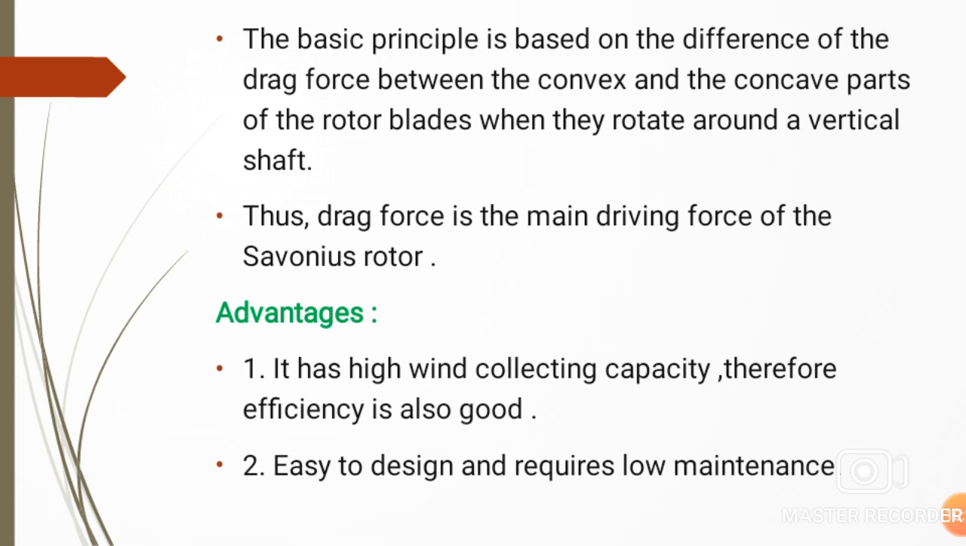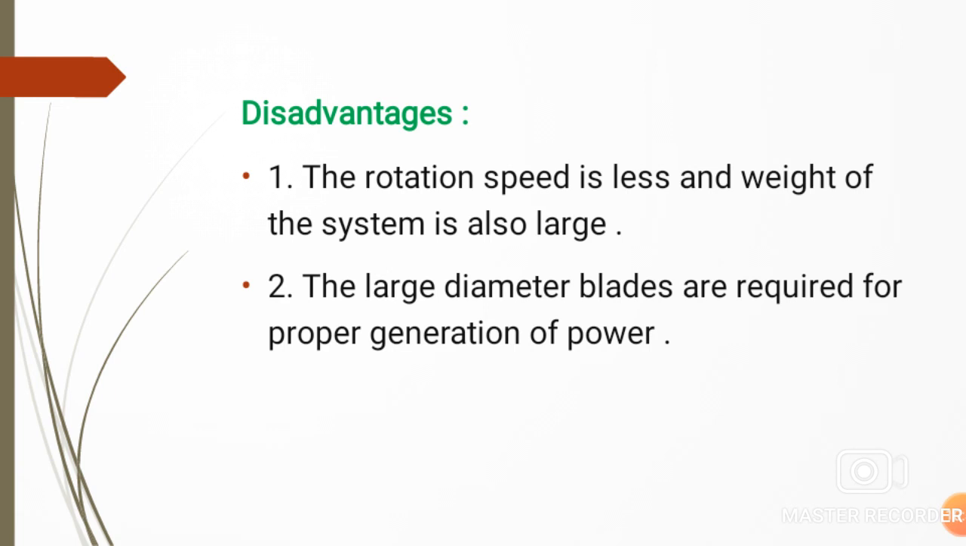The second advantage is that it is easy to design and requires low maintenance. As we mentioned already, if we have one cylinder, then we cut this cylinder exactly at the midway and we get two half cylindrical parts, and these two parts are equal and fixed at one axis, that is the axis of rotation, and so the construction is easy and requires low maintenance. So these are the advantages of the Savonius type rotor system, but it has some disadvantages.